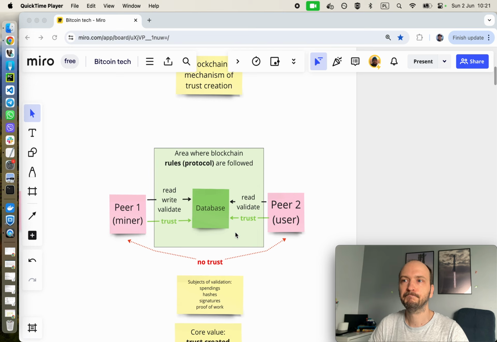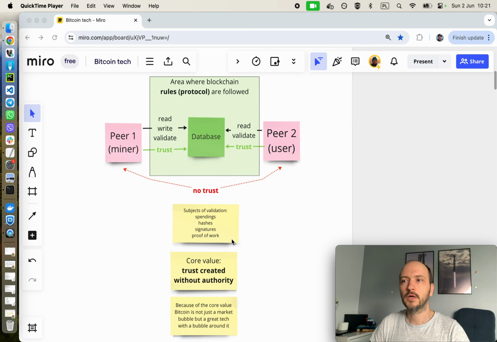And basically, that's it. We don't have an authority. That's what Bitcoin and other true blockchain projects produce. And in this case, subjects of validation are, for example, hashes, which we will speak about, signatures, proof of work results, and several other things. The things that should be validated are quite formal, and we can just list them. So the core value of Bitcoin is the trust created without an authority.